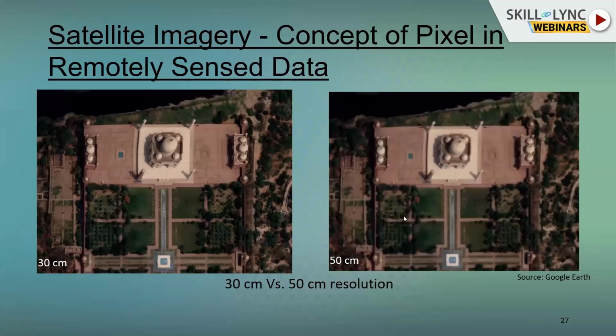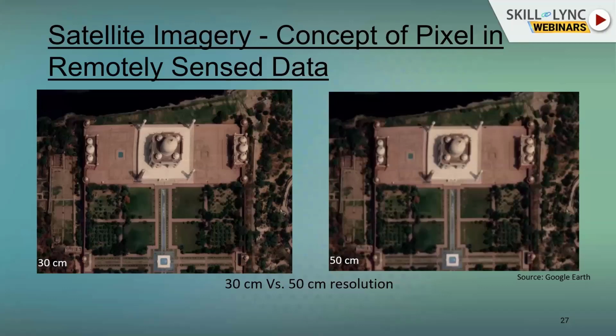In simple terms, for an example, if two trees are 30 centimeter apart from each other, you will be able to distinguish between them if the satellite imagery is of 30 centimeter. If they are closer than 30 centimeter, let's say they are 20 centimeters apart, you won't be able to distinguish between them. You would consider both of them as a single entity.